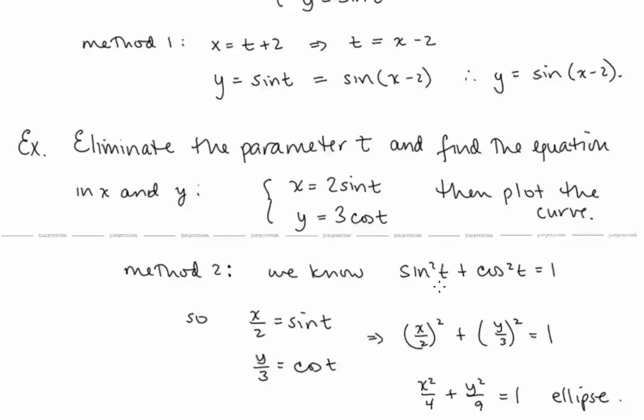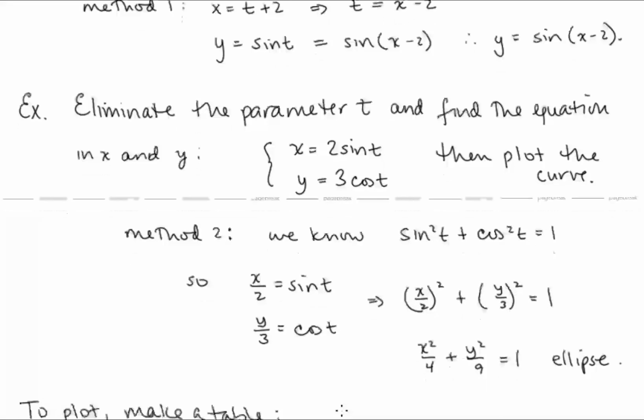We know that sine squared t plus cosine squared t is equal to 1. So if we divide the first equation by 2 and the second equation by 3, we're going to have x over 2 is equal to sine t, and y over 3 is equal to cosine t. And so sine squared t then becomes (x over 2) quantity squared, and cosine squared t then becomes (y over 3) quantity squared. And we know that this is equal to 1. So we have x squared over 4 plus y squared over 9 is equal to 1, and that's an ellipse.